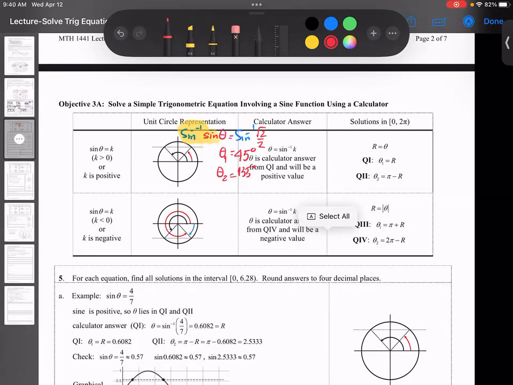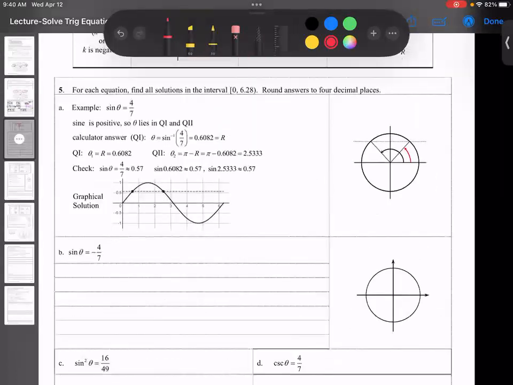How do you come up with 135? You take 180 minus 45. 180 minus the one that your calculator gives you. I don't like it. It kind of leads you toward memorizing stuff, and you will forget. There are too many things to memorize. If you understand it, you don't have to memorize it. So let me show you how I do this.